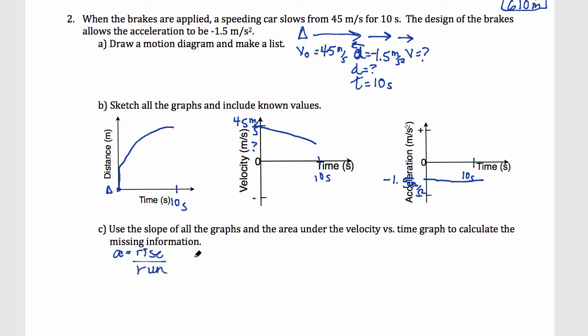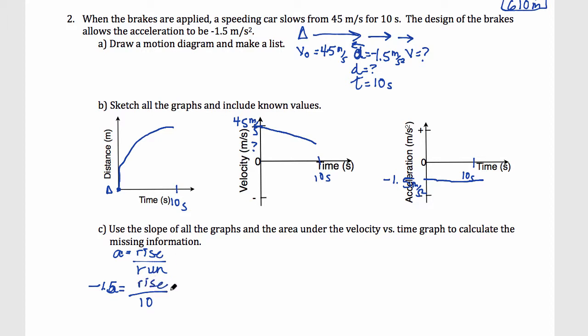So if you look at the acceleration, we actually know the acceleration. We know a is negative 1.5, so I'm going to go ahead and write this in here, which I should have done. And we know the rise of this line. Nope, we don't. We don't know the rise of this line. But we know the run is 10 seconds. Okay, and we don't know the rise. So if we figure out the rise, we can figure out how much it goes up. So we can subtract that amount and get where it starts. So let's figure out the rise.